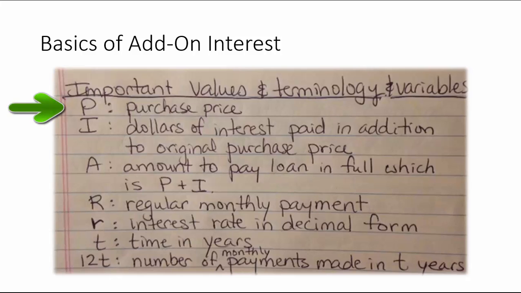We're going to use capital P for the purchase price. That's the amount that you pay to buy furniture or some other object. Capital I is the amount of dollars of interest that you're going to pay in addition to your original purchase price. A is the amount to pay the loan in full, so that's your principal or your purchase price plus the interest. Capital R is going to be your regular monthly payment. That's how much you pay each month towards your loan, while little r is going to be your interest rate in decimal form. T will be your time in years, and so the number of monthly payments that you'll make is going to be 12 times T.